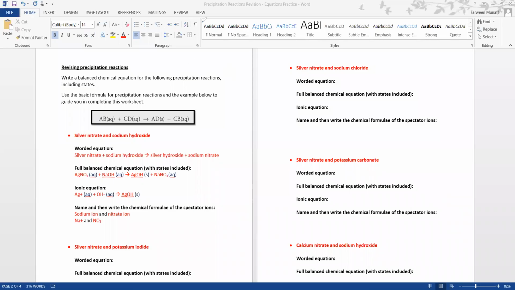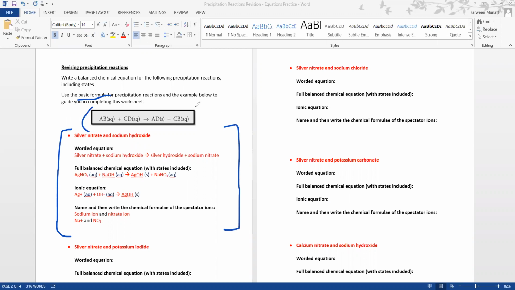So what we're going to do today is just practice a few precipitation reaction chemical equations, basically how to write them. So you can see in the first example here, we've given the answer to you. This is just supposed to be an example, so you get the idea of what you need to do for the next few questions.